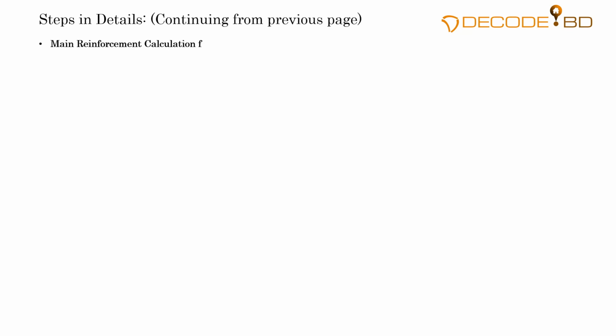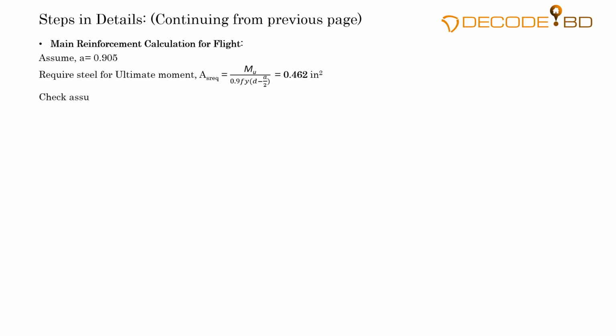So main reinforcement calculation for flight. Assume a equal to 0.905. Required steel for ultimate moment: As required equal to Mu by 0.9 fy (d minus a by 2), that is giving us 0.462 inch square. Check assumed a by using this formula, coming 0.905. So this is matching with assumed a, so our As required calculation is okay. So 0.462 inch square are required steel for ultimate moment.